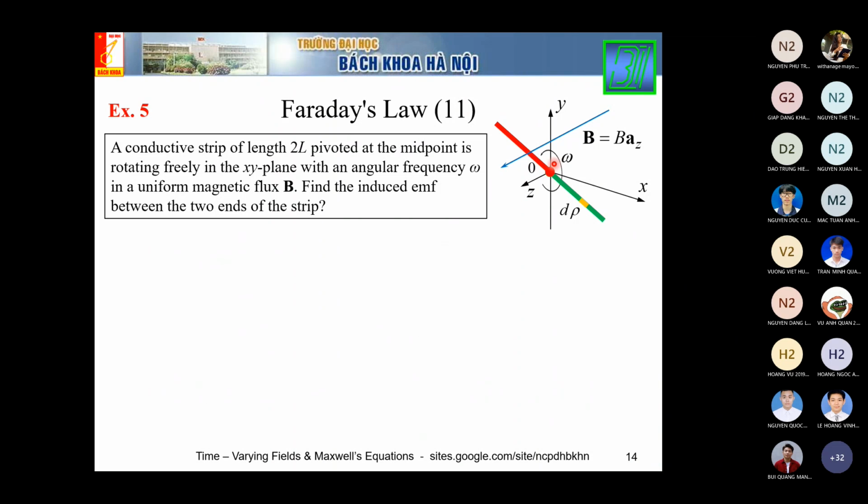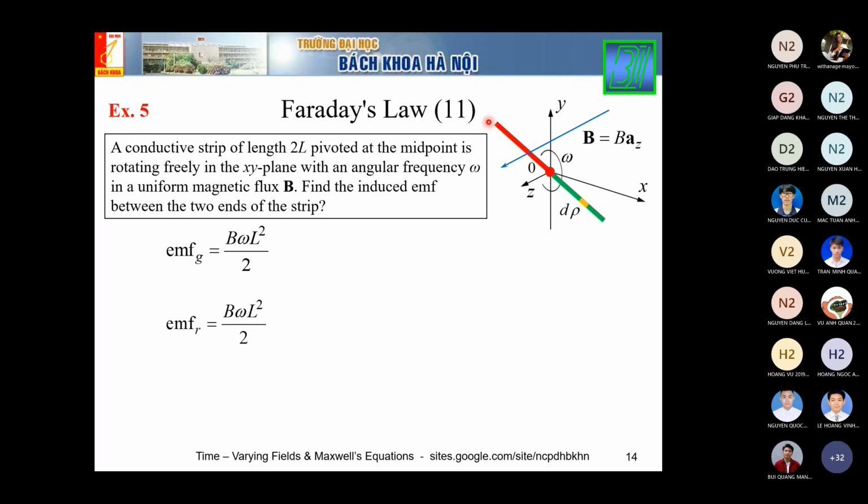This is the extended exercise of the previous one. We add another red bar opposite to the blue bar. I mean green bar. Okay. According to exercise number 4, this is the induced voltage at one end of the green bar. Similarly, we have the induced voltage at the other end of the red bar.